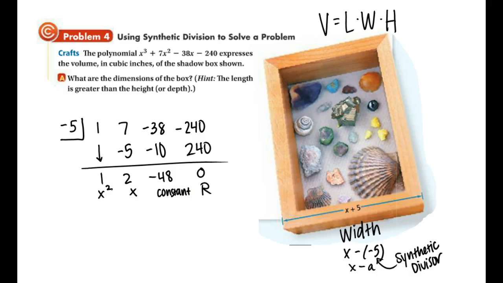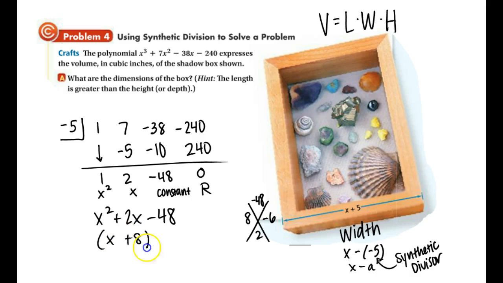So that means our factored form after dividing is x squared plus 2x minus 48. That is our quotient. Now, look, it's a quadratic, and we can use the x method, so we're about to do that. The numbers that work for the x are 8 and negative 6. To write that in factored form, we can write x plus 8 times x minus 6.